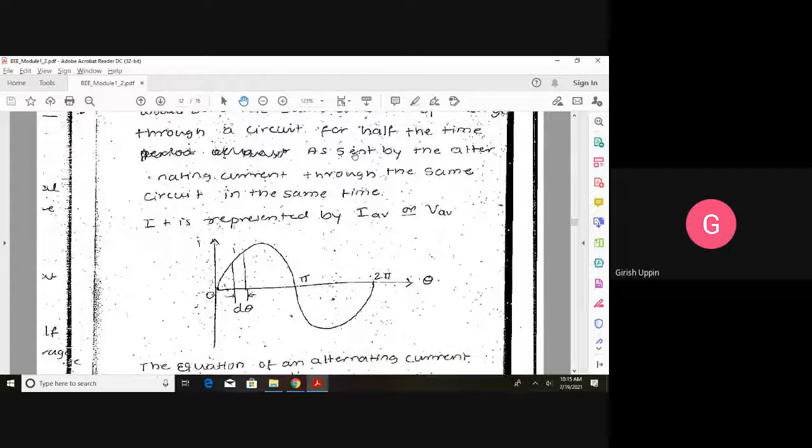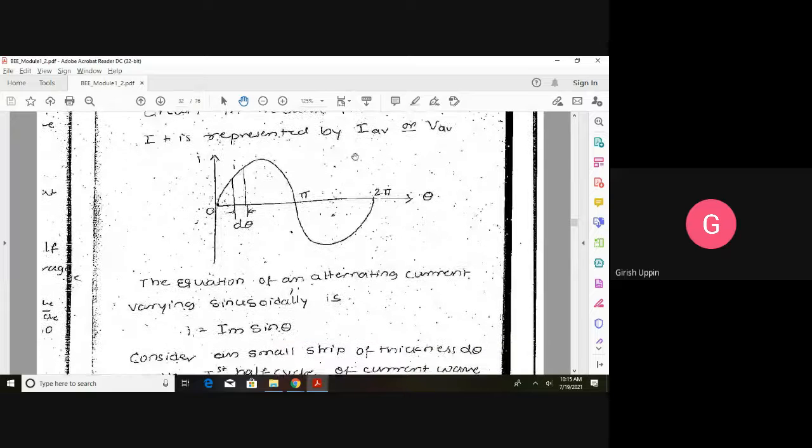How to do the derivation? First, the average value of the current and the average value of the voltage are represented as I suffix AV and V suffix AV. We are going to draw the sinusoidal waveform, and we are going to consider a very small strip d theta. So this is the angle theta and this is the current. On this very small strip, this value and this value are almost equal, and I would represent it as an instantaneous value i.